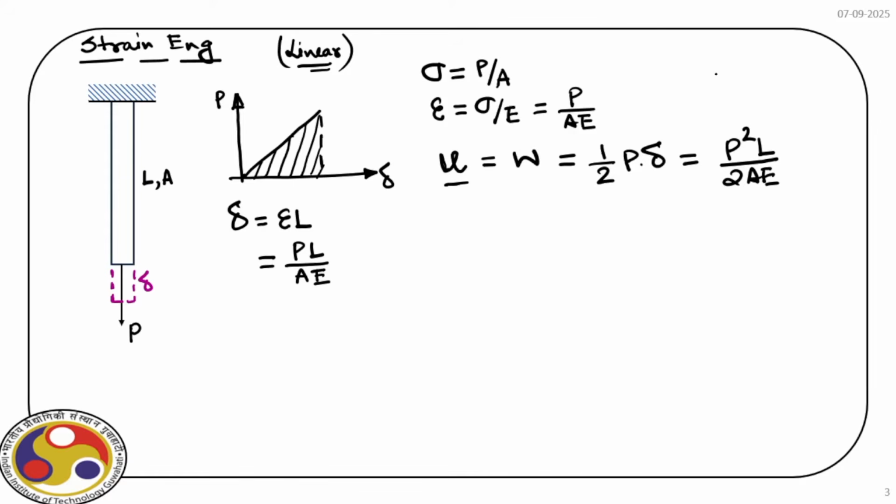Now, the same expression we can actually derive. For that, let us consider a differential element. So this is a length dx at a distance x. Now, the strain energy stored, say, dU over this small segment here is half times sigma times epsilon times dV.